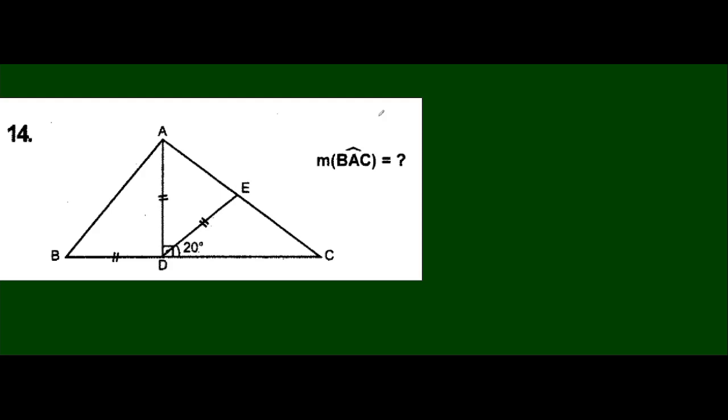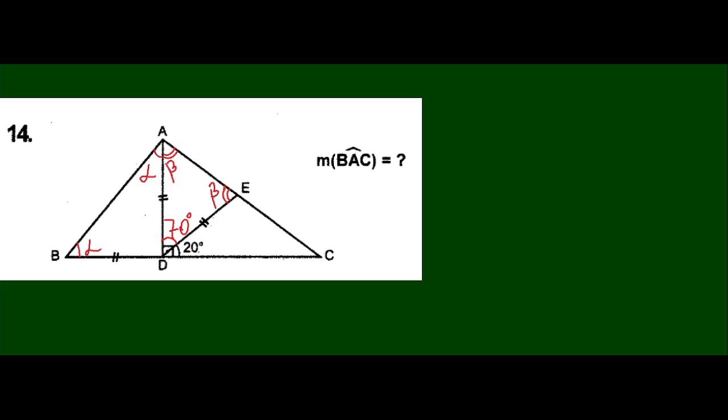So the next question is a little bit similar. This will be alpha again, alpha, and this angle will be, as you can see, the angle ADC is 90 degrees, and the angle ADE will be 90 minus 20, because EDC is 20 degrees, so it will be 70 degrees. And as these angles are equal, we can write them down as beta and beta.